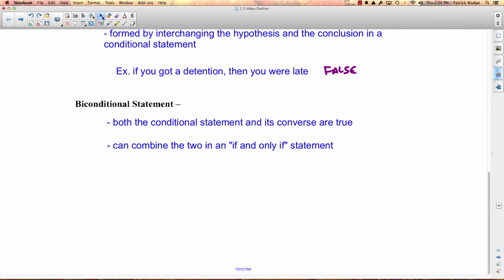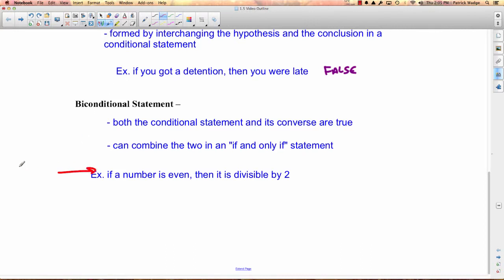So let's work through this. Let's first of all just look at a conditional statement. So this here is our conditional statement. And what it says is, I mean, you can read it, but it says if a number is even, then it is divisible by 2. Is that true? Yeah, every even number can be divided by 2. It's pretty much the definition of even numbers. So this is a true statement.